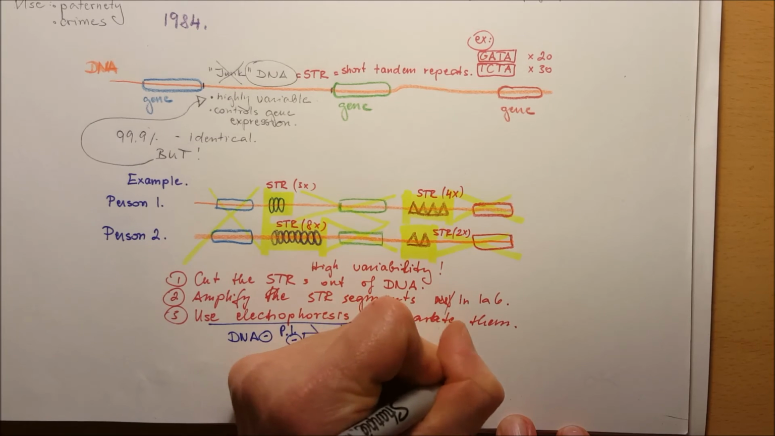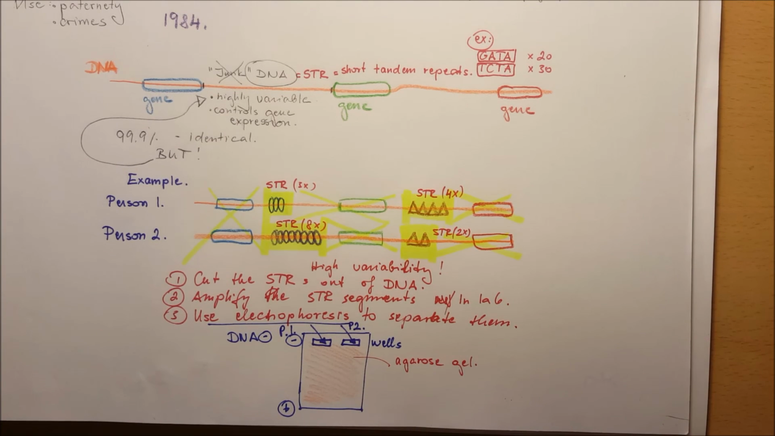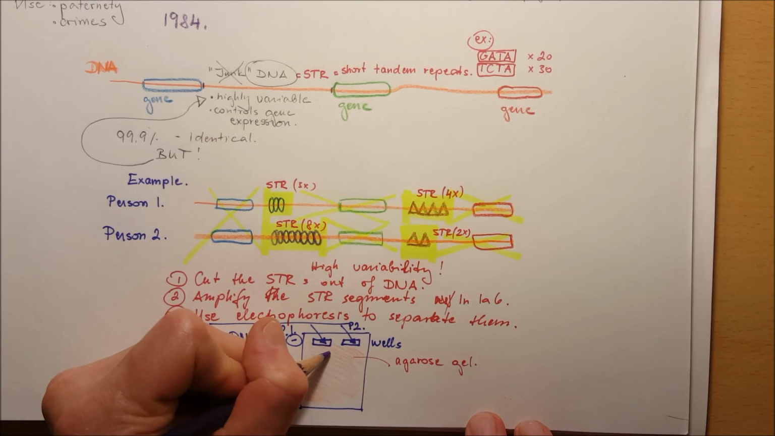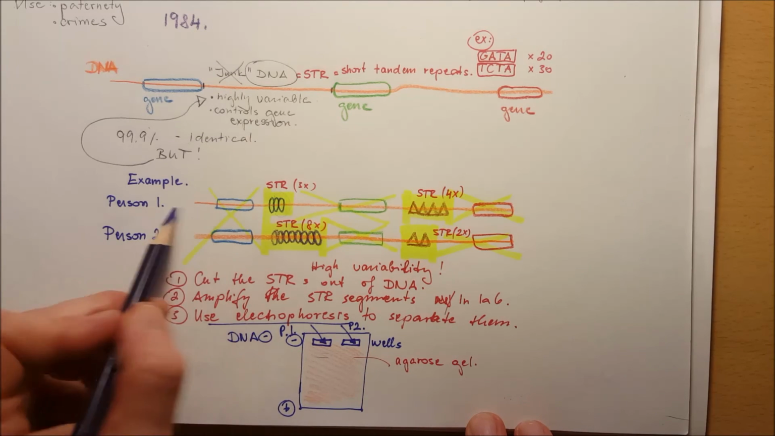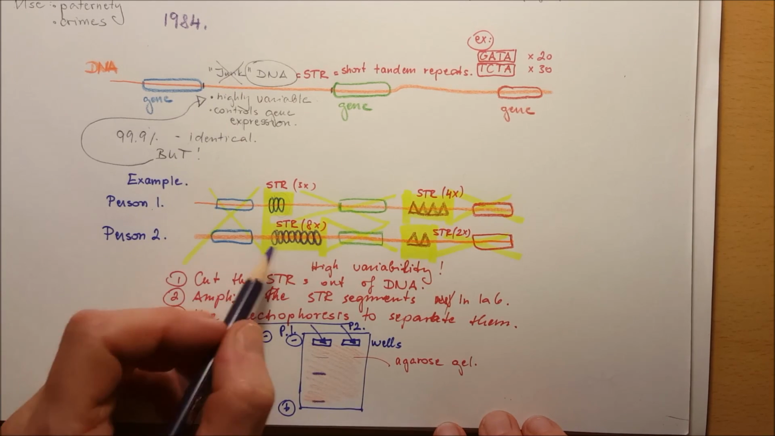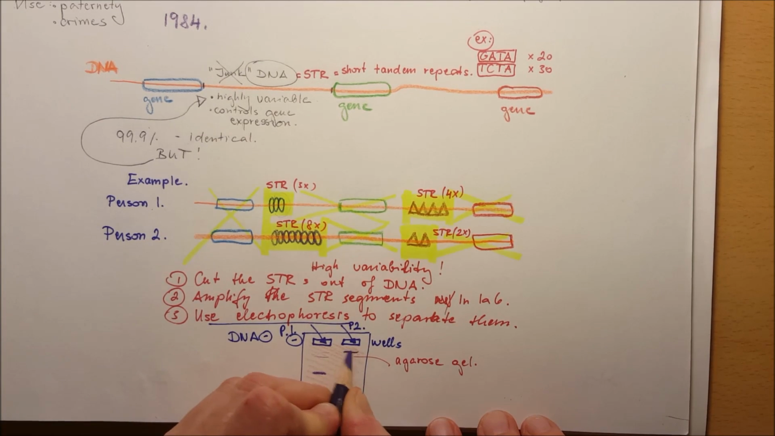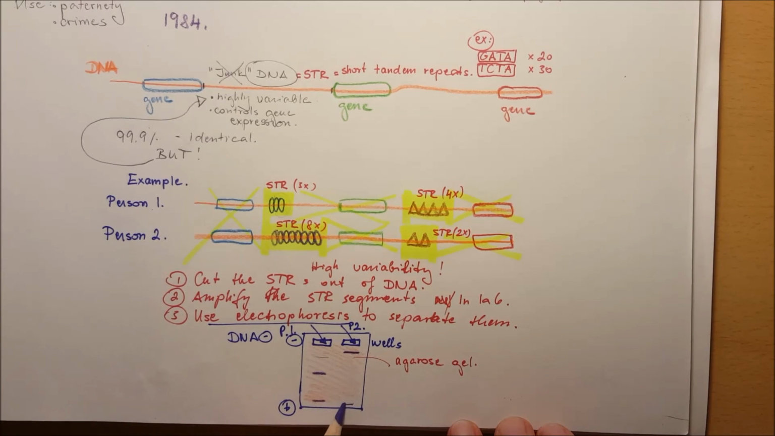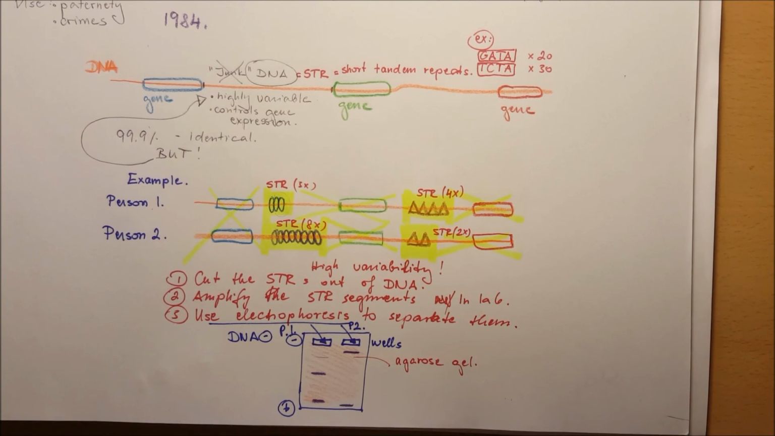This whole thing is the agarose gel. Based on the size of the STRs, the smaller ones can move further from the well towards the positive charge, and the longer STRs cannot move that far away from the well. That's how we are going to separate those segments.